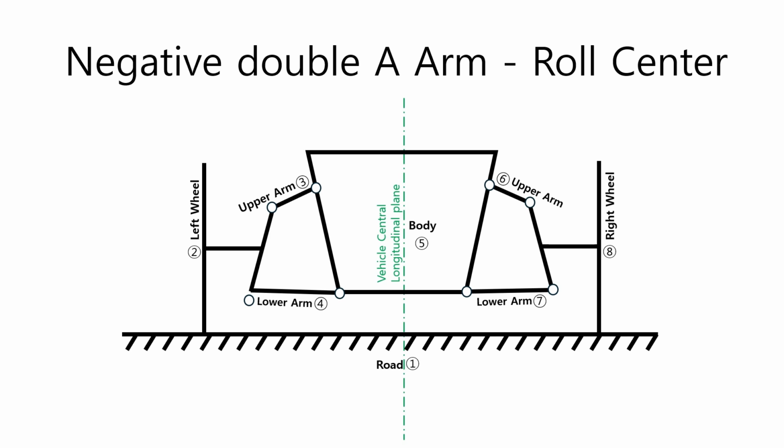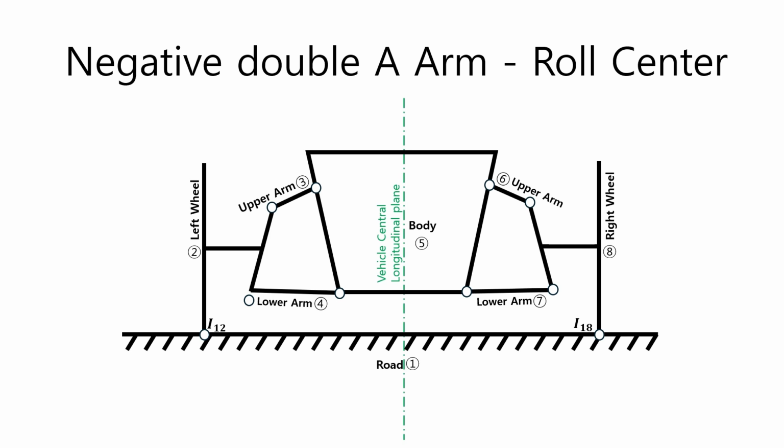For the roll center of the positive double A arm, we have thoroughly looked at how to find the roll center using Kennedy's theorem and Kennedy's circle, so this time we will quickly find the roll center of the negative double A arm. First, we represent the instant centers I12 and I18 of the left and right wheels with respect to the road surface, respectively, at the center positions of the tire contact surfaces on both sides.